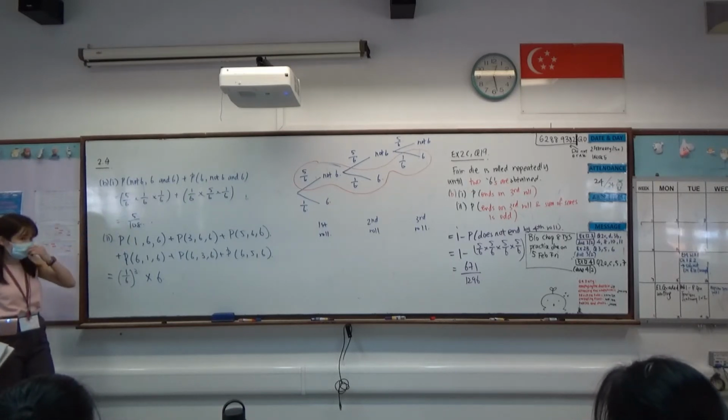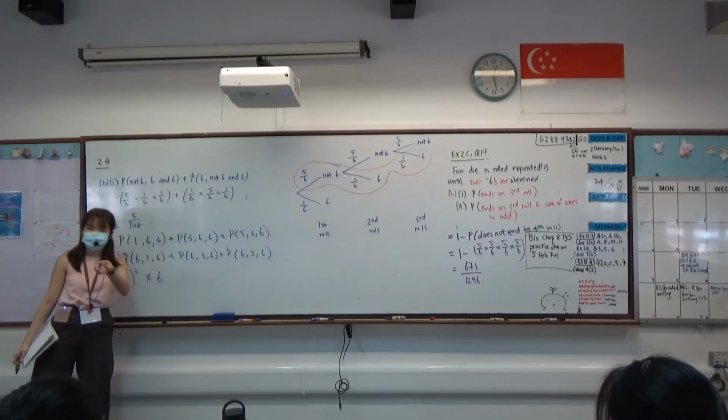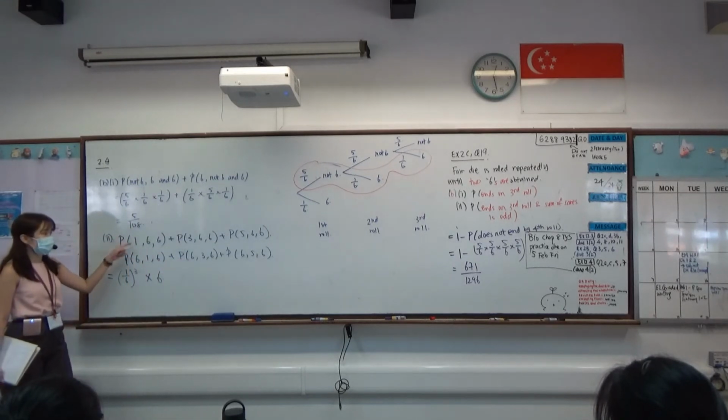This one, yes, you can. That's another way that you can count as well, because 1, 3, 5, those are odd numbers. On the die itself, half are odd, half are even. You can also consider half times 1 over 6 times 1 over 6 plus 1 over 6 times half times 1 over 6.